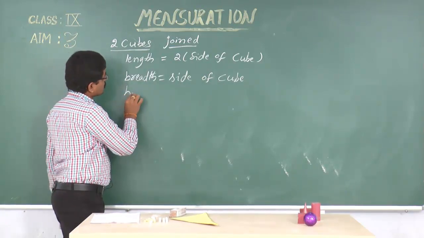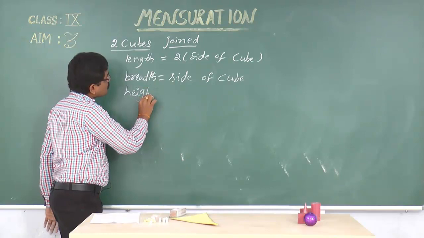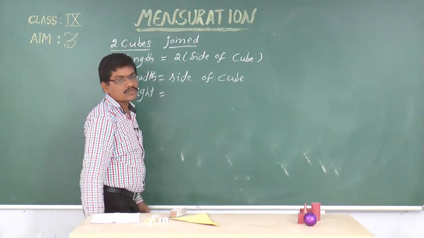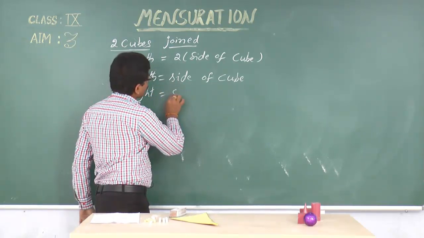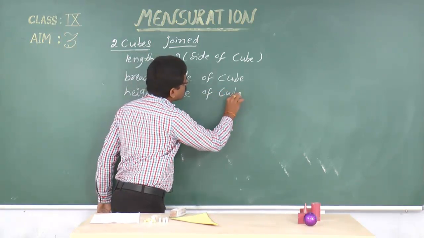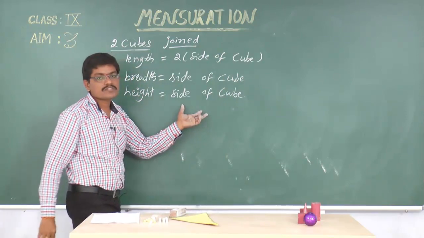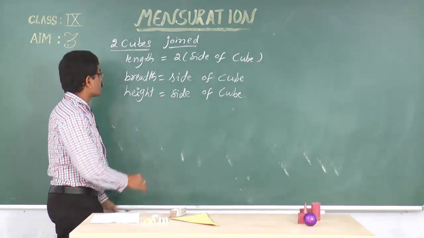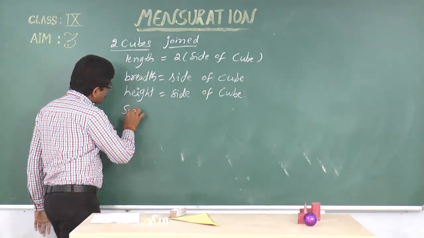And next, height is equal to side of cube. Height is also the same, side of cube. Next, surface area.